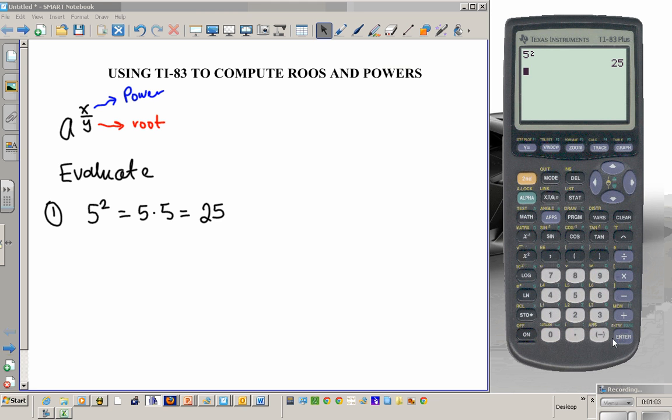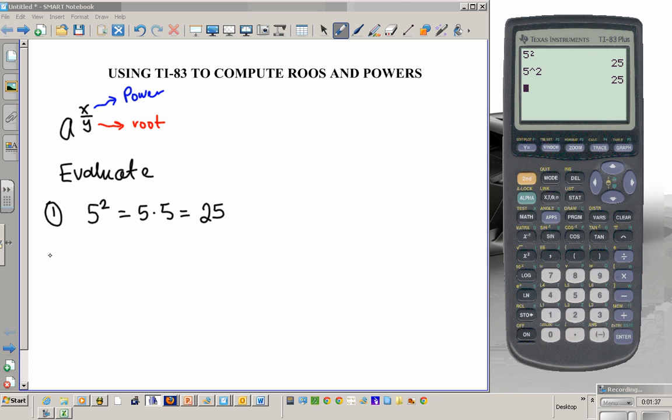That's one option. Or you can go 5, then this arrow right here, called the caret button. It gives you access to exponents. Any number that comes after the caret is your exponent. So 5 caret 2 will give you 25. Those are the two ways of calculating squares using the TI-83.